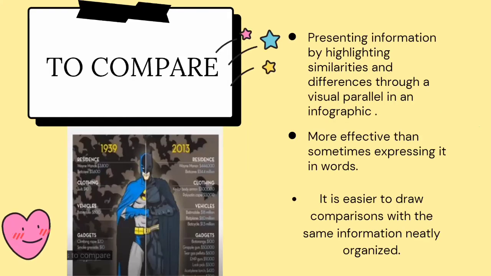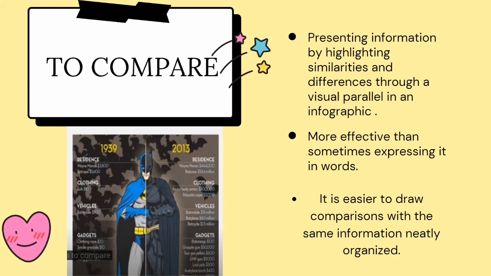Next, we have to compare. Presenting information by highlighting similarities and differences through a visual parallel in an infographic is more effective than sometimes expressing it in words. It is easier to draw comparisons with the same information neatly organized. Comparison infographics help organize the similarities and differences by visually creating parallels that complement the information being presented.